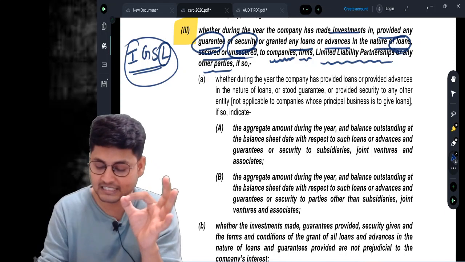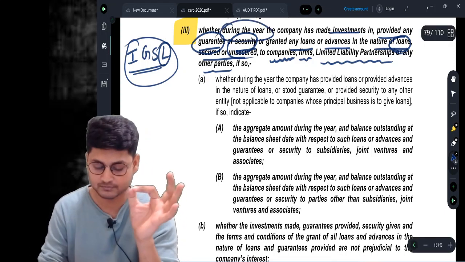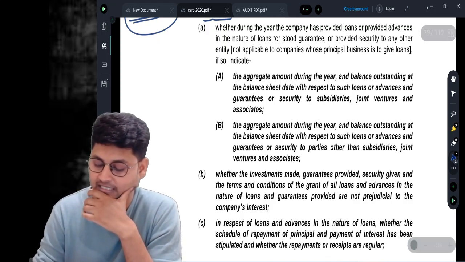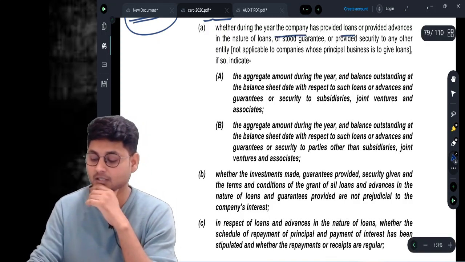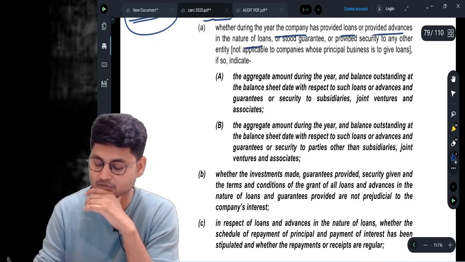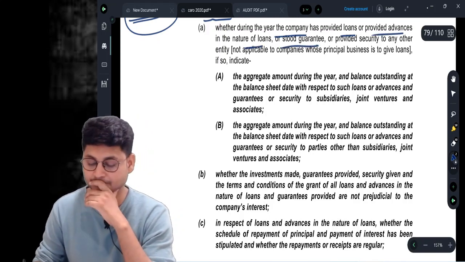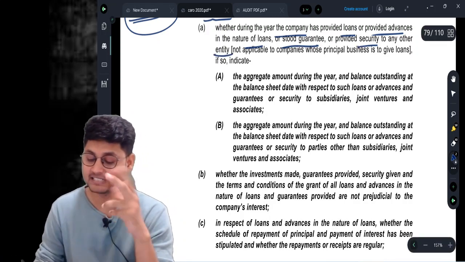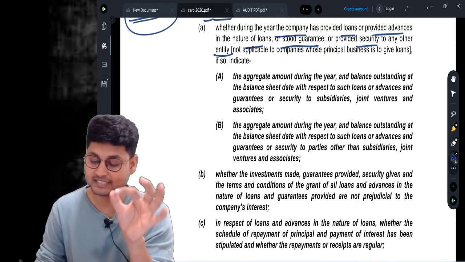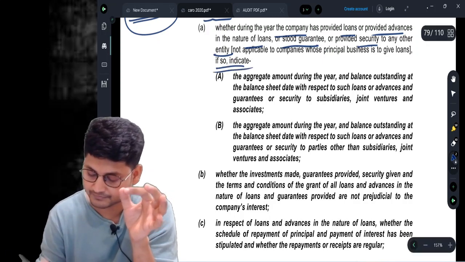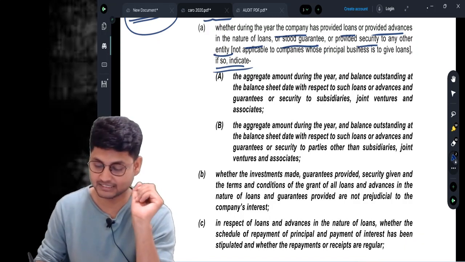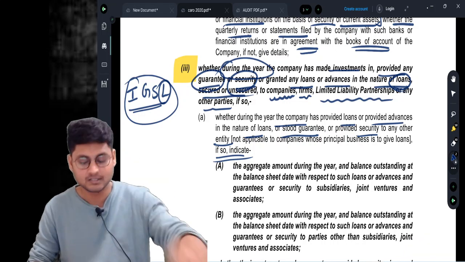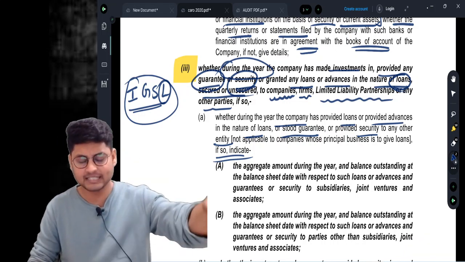If so, during the year if this happens, whether during the year the company has provided the loan or provided advance in the nature of loans or stood guarantee, or provided security to any other entity. If so, indicate the following. They are talking about in this clause. So overall this clause is applicable to investment, guarantee, security, loan.